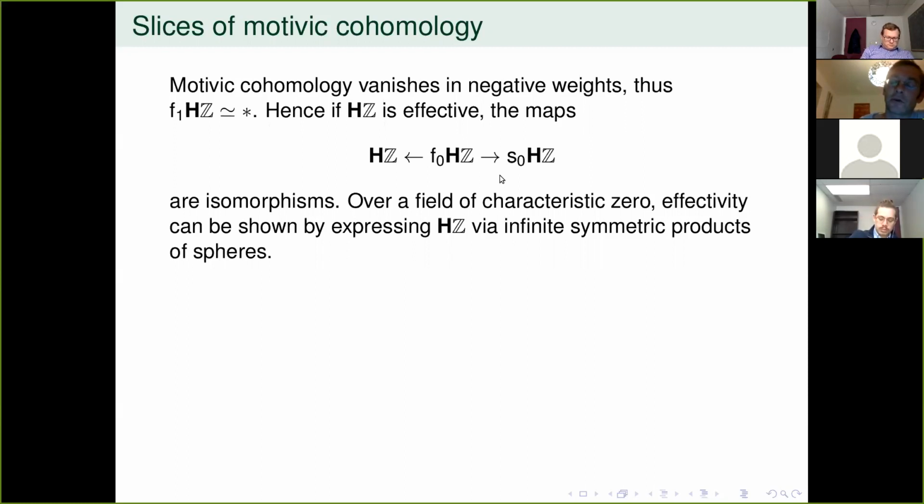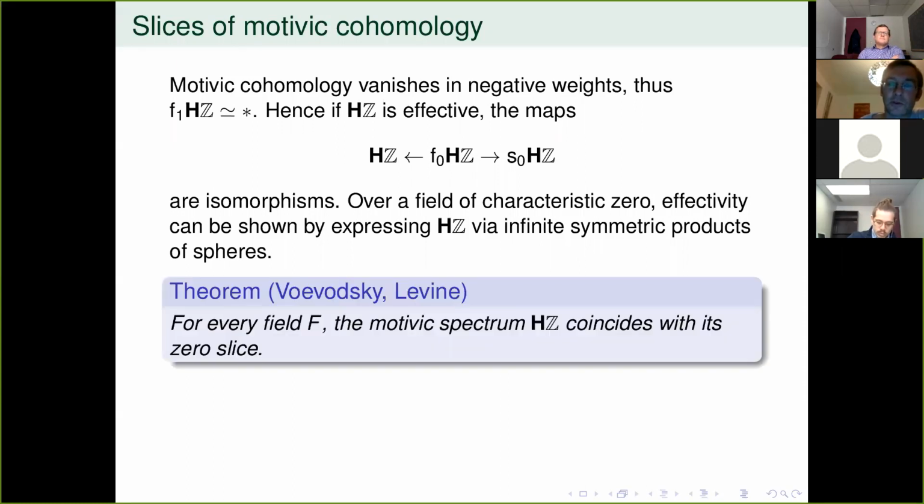And there's one argument which works over a field of characteristic 0. You can use the Suslin-Voevodsky motivic Dold-Thom theorem, which expresses motivic homology using infinite symmetric products of spheres. And this can be used to show the effectivity of motivic homology.